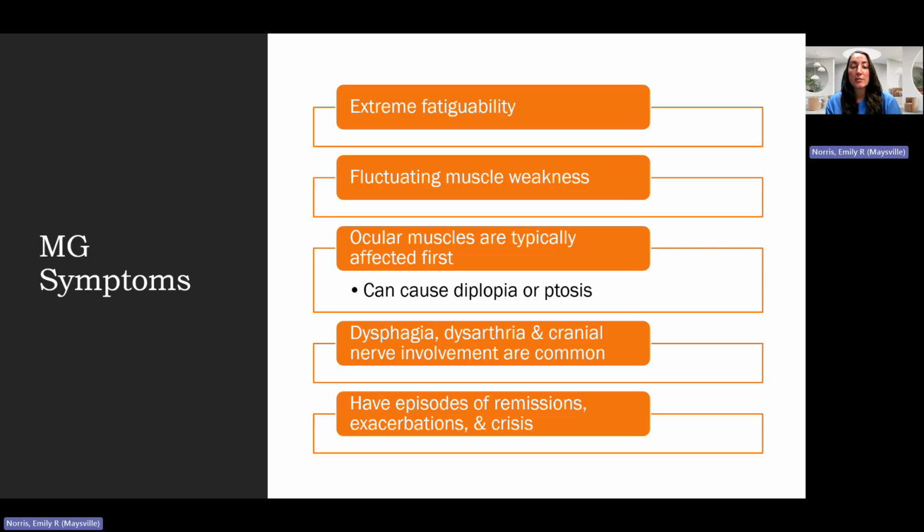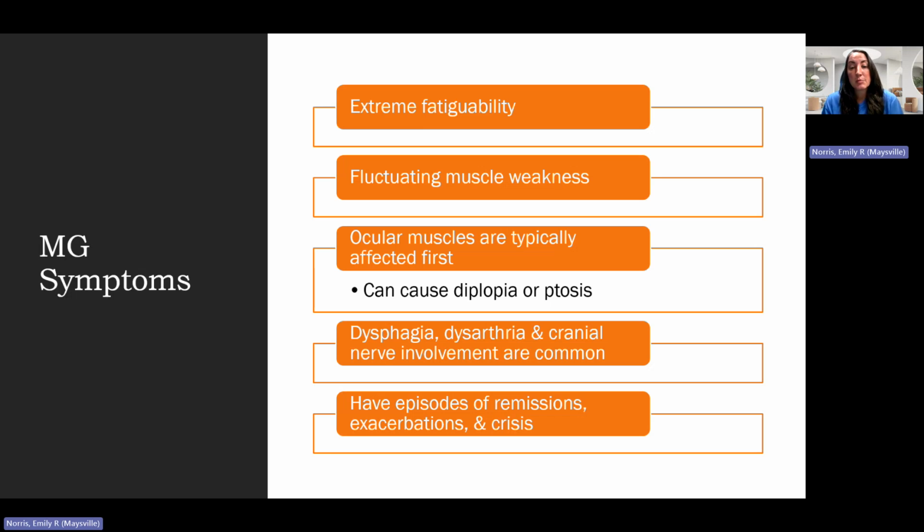Dysphagia, dysarthria, and cranial nerve involvement are all common, and patients typically have remission and exacerbation episodes, just like MS, where there are periods where it's worse and periods where it's improving some. As far as myasthenia gravis crisis, this is when it has attacked the respiratory muscles and creates a medical emergency, often requiring a patient to be placed on a ventilator in order to save their life. So that is a myasthenia gravis crisis if it's attacking respiratory muscles.